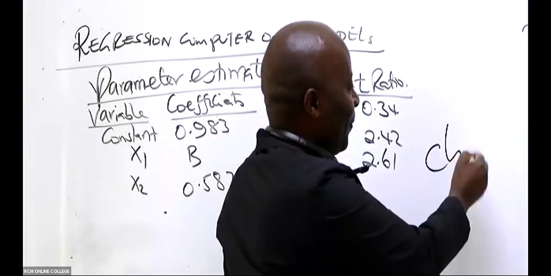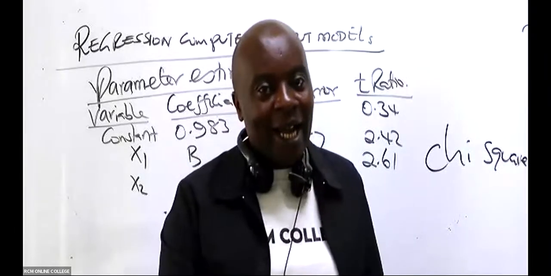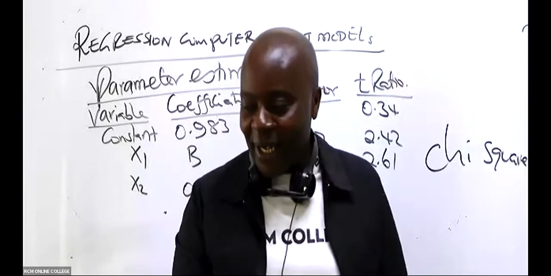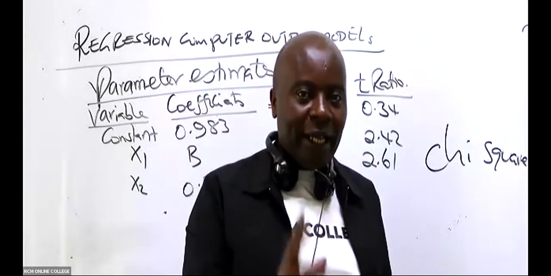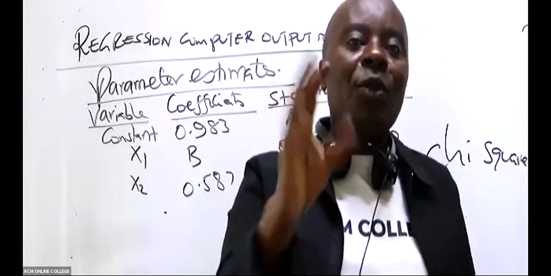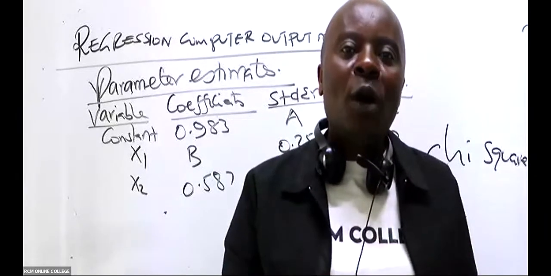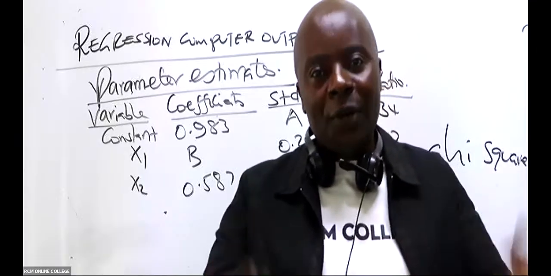How do you pronounce this? Not chi. Chi-square, isn't it? Yeah, chi-square. Now, this student T table was discovered by a student like yourselves. So then we need to know how to calculate what we call T ratio.